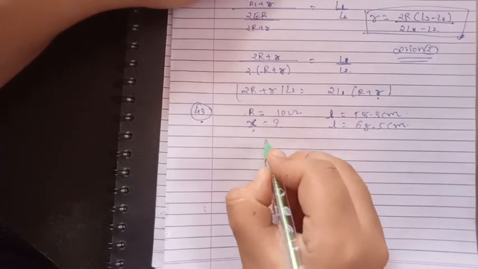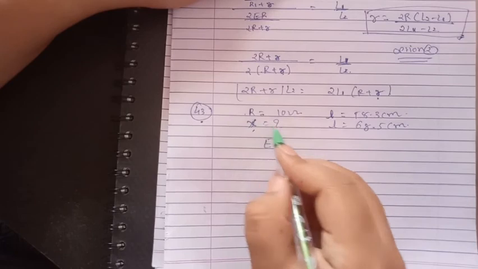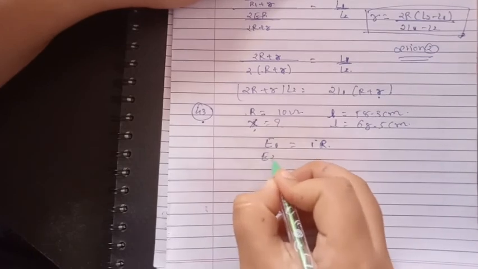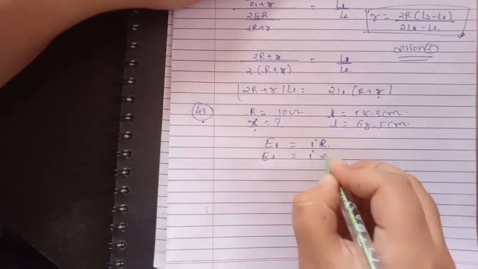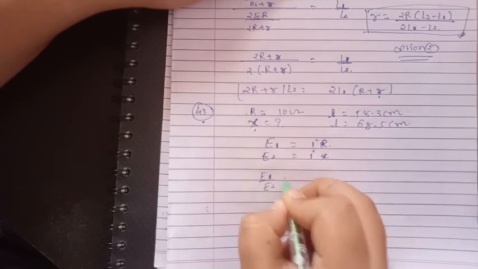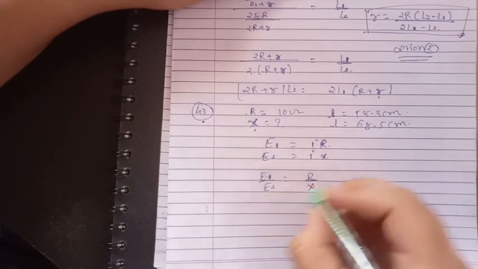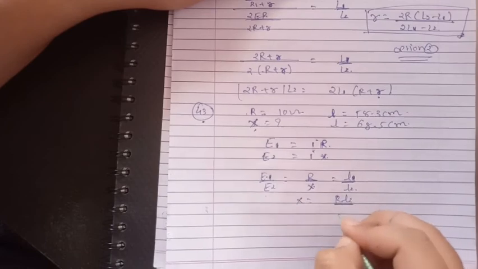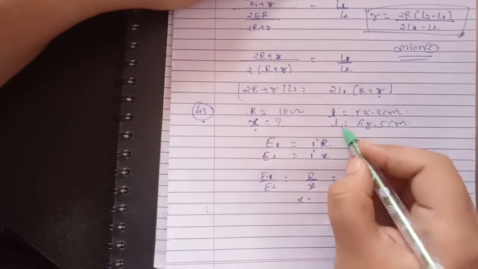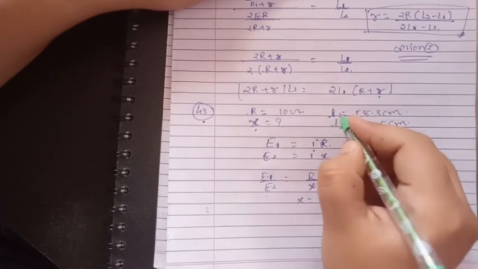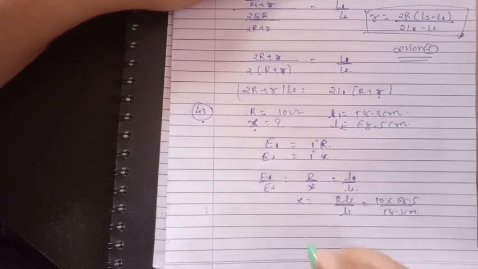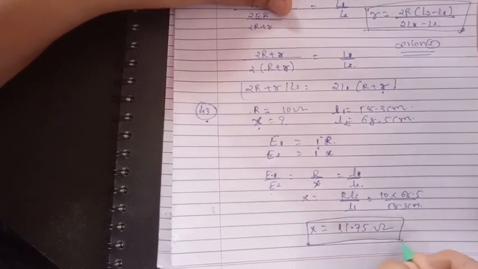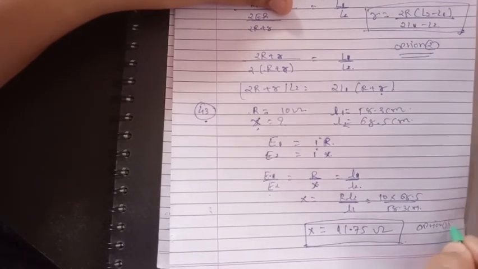Here we can write E1 in the first case when R is connected is equal to IR, and for the second case the current will remain the same, so I into X. So E1 by E2 is equal to R by X, but E1 by E2 is equal to L1 by L2. So X will be R L2 by L1. Here R is 10, L2 is 68.5 and L1 is 58.3 centimeter. So X will be 11.75 ohm. So option 1 is the correct option.